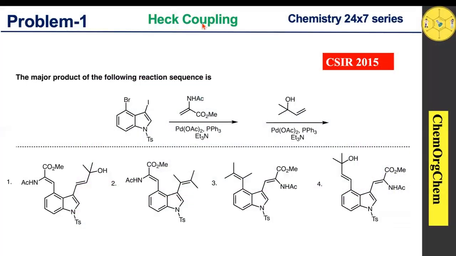So today we are going to see a Heck related problem. This is a question from CSIR 2015. As per this question, this substrate reacts with this alkene under palladium catalysis to produce a product. That product reacts with this alkene under palladium catalysis to produce another product. There are four options given. Let's solve together which one is the correct option for this question.